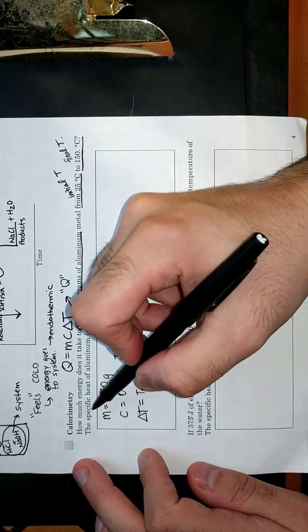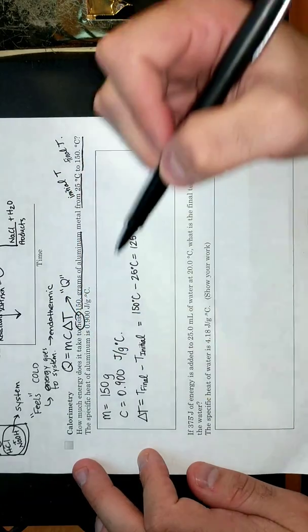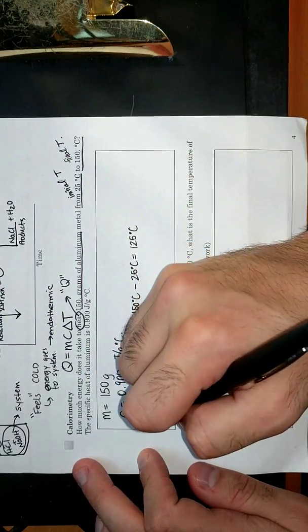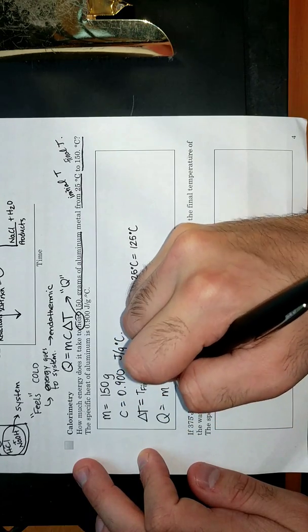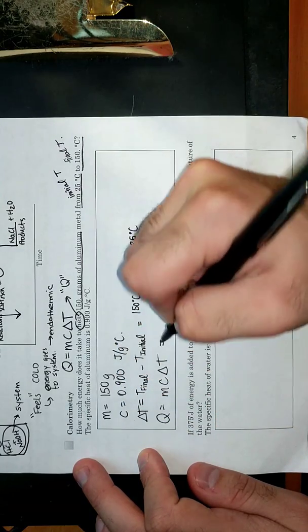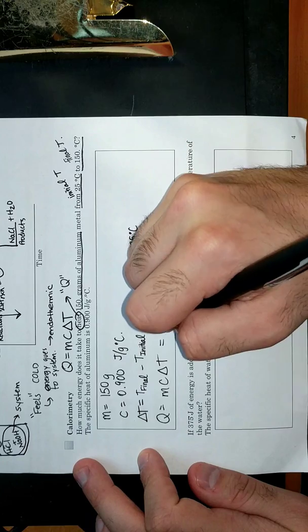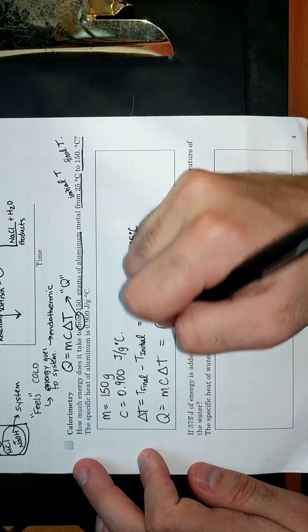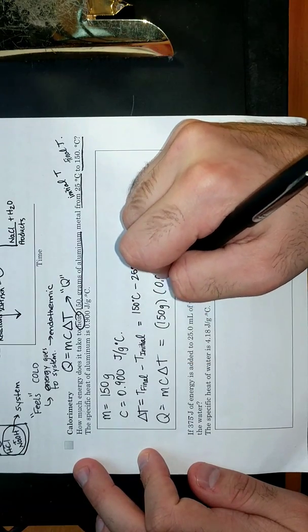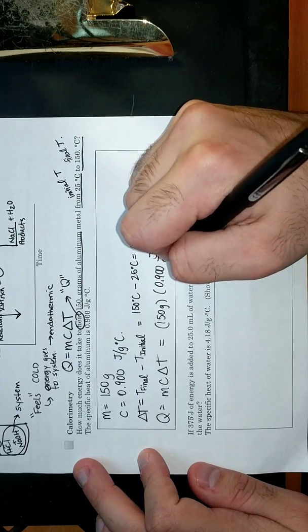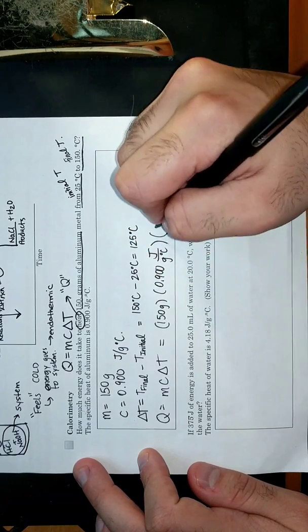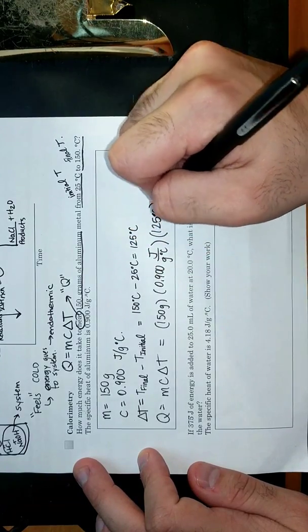So now I have my M, I have my C, and I have my delta T. I just have to combine all of them to solve for Q. Q equals MC delta T. M, we said, was 150 grams. C is 0.900 joules per gram degrees Celsius. And then my delta T is 125 degrees Celsius.